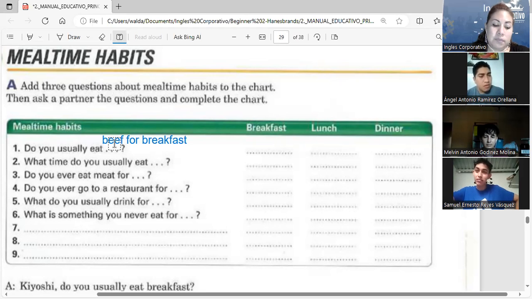Filete. De qué? Filete de qué? De res. Ajá, de res. Okay, so good. So just in general, beef is a res. Okay, so do you usually eat beef for breakfast, for example? This is an example. You can complete the other ones too.